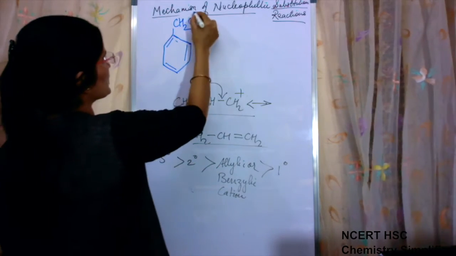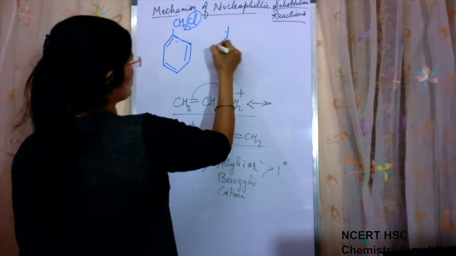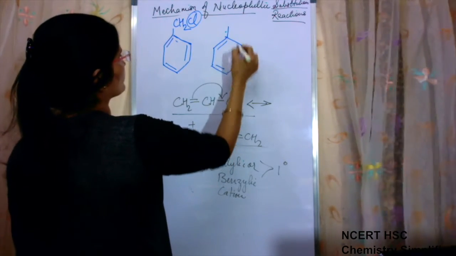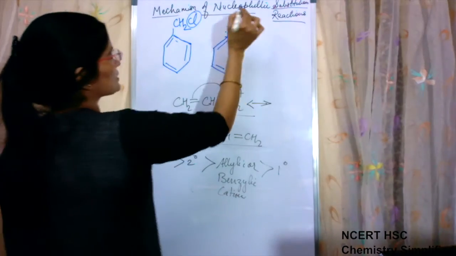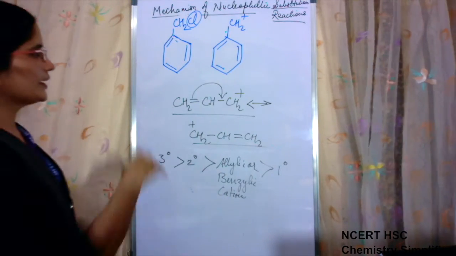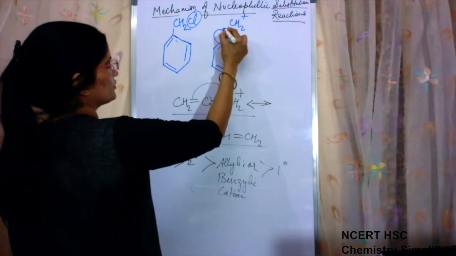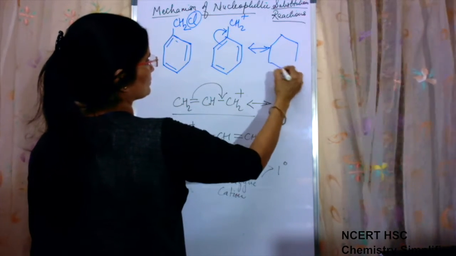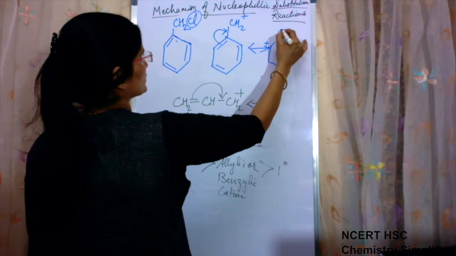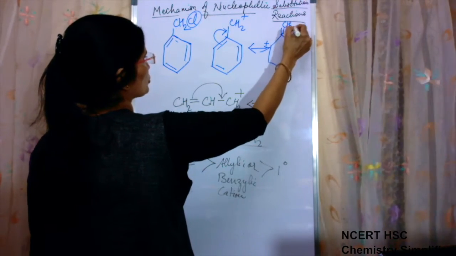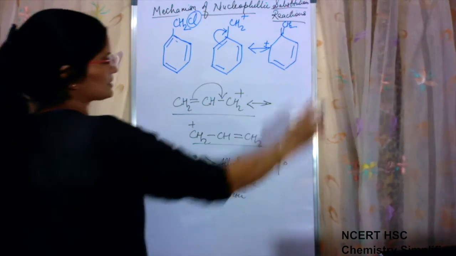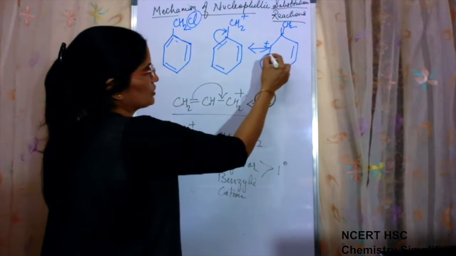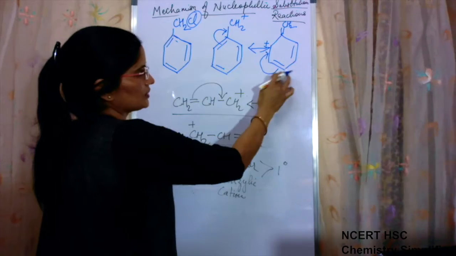If I remove this, then it will convert into CH2 positive. Again it will be stabilized, this bond will shift here, and the next resonance structure will be positive charge here, double bond here, CH2, and remaining bonds as it is. Then again the next structure, this bond will shift here, again positive charge here, like this.